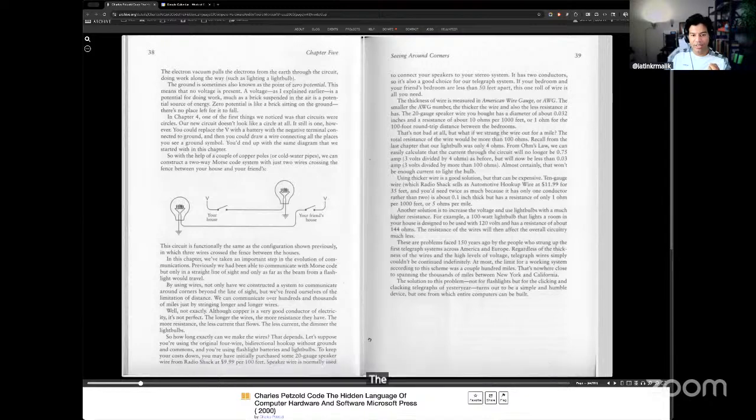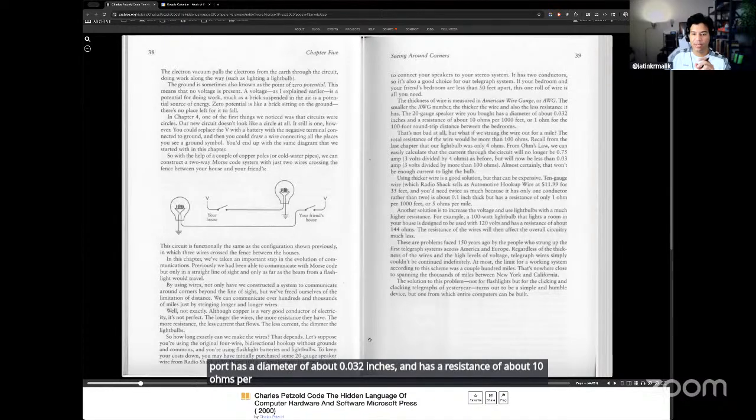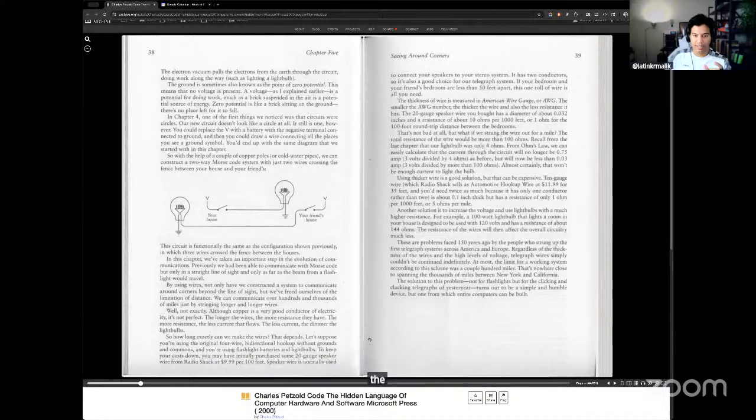The 20 gauge speaker wire that you bought has a diameter of about 0.032 inches and has a resistance of about 10 ohms per 100 feet. The notion is, what is the resistance per what distance, or you can simplify it and say that it is 1 ohm for a 100-foot round trip distance between the bedrooms. So that's not bad at all.